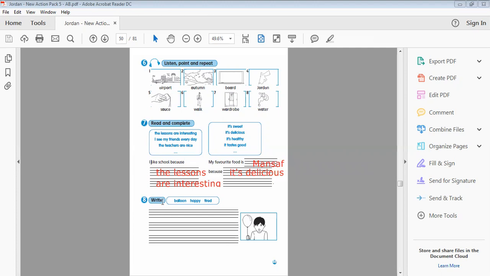Now, let's move to exercise eight. Write balloon, happy, tired. You have to write three sentences here and put these words in these sentences, okay? For example, I am happy.